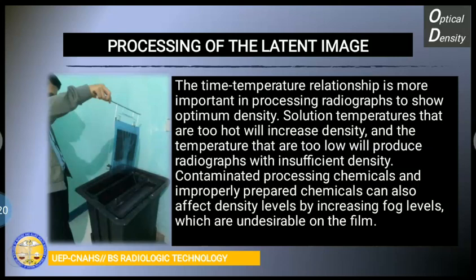The time-temperature relationship is most important in processing radiographs to show optimum density. Solution temperatures that are too hot will increase density, and temperatures that are too low will produce radiographs with insufficient density. Contaminated processing chemicals and improperly prepared chemicals can also affect density levels by increasing fog levels, which are undesirable on the film.